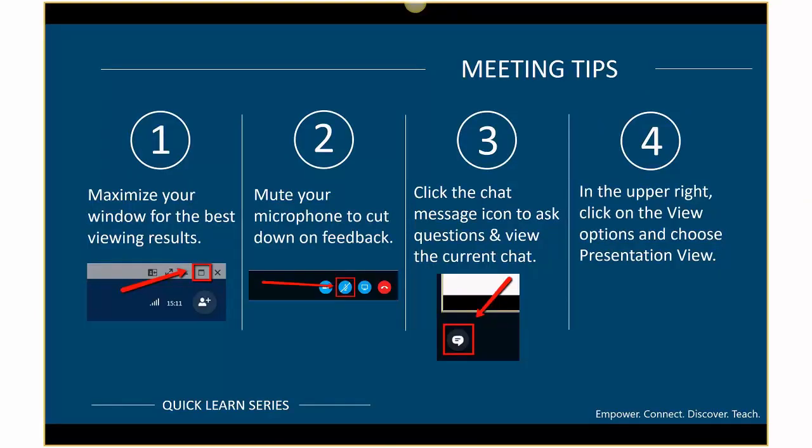If you'd like to ask your questions through the chat, or if you'd like to see what conversations or questions are being asked, you can click on the chat message icon in the lower left-hand corner of your screen to view the current chat. And then finally, there is an option in the upper right-hand corner of your screen. It's under the view options, and you can choose the presentation view. And this, again, will just increase your screen size to see what I'm sharing with you.